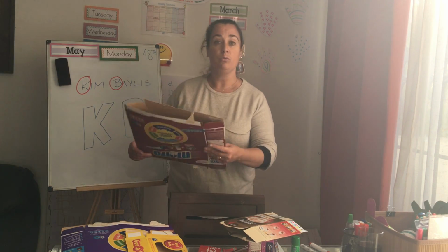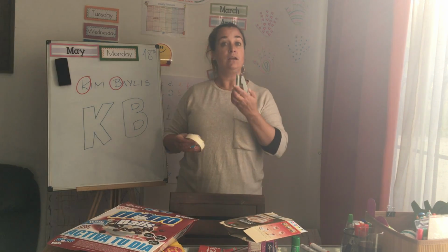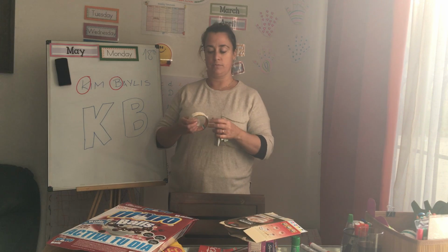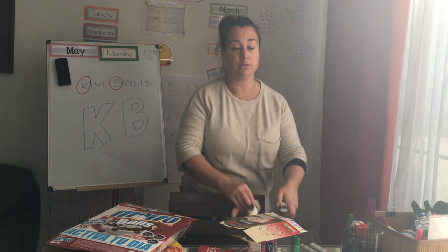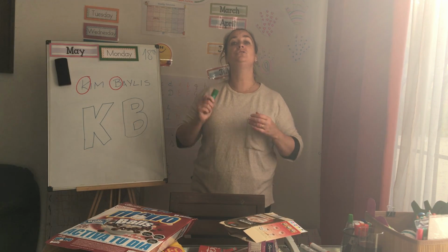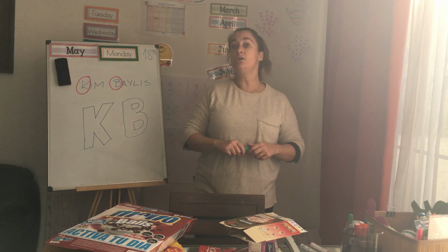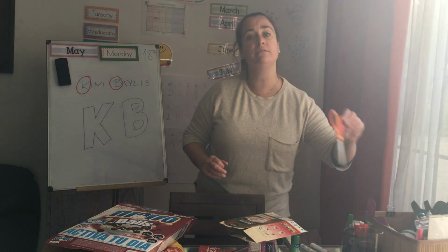So, what other elements do we need? We need something to stick. Could be a stapler, could be masking tape, could be scotch tape, could be glue. Anything that works to stick things, okay? Could be any other kind of glue if you've got it at home. And we need a pair of scissors.